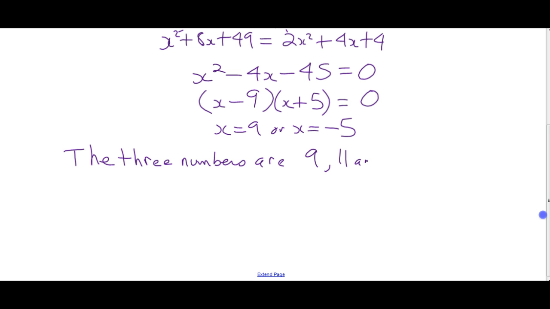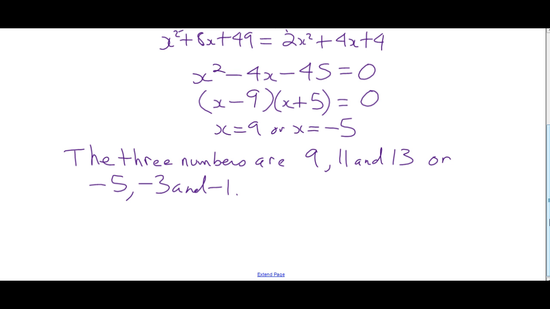9, 11, and 13, right? So we're starting now, that's x, and we got x plus 2, and then x plus 4 for just 9, 11, 13. Or negative 5. What comes next? Negative 5, where are we going? Negative 3, right? We're not going down. Negative 3 and negative 1.